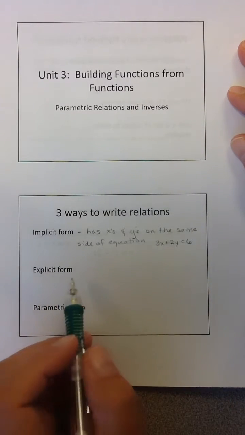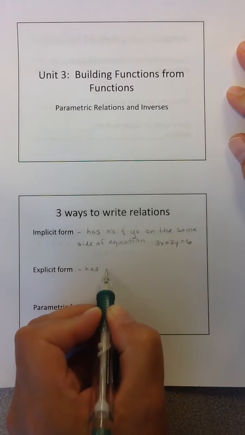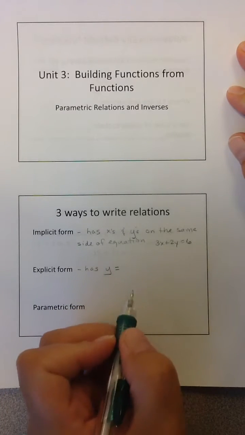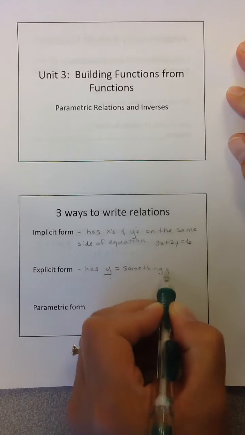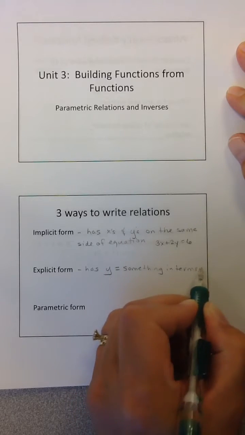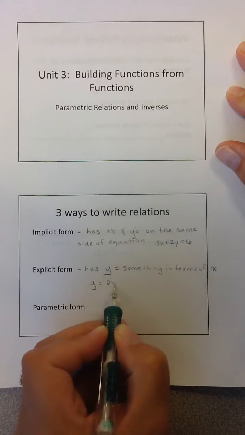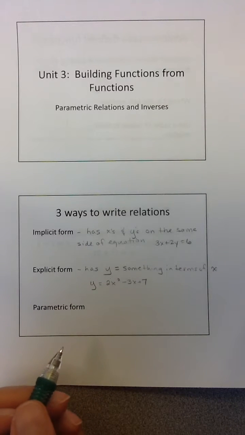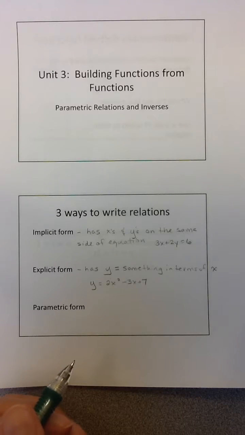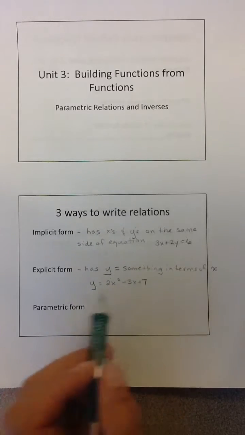Second form is explicit form. This is the one that you're most familiar with, and it has y written in terms of x. So it's in the form y equals something in terms of x. So things like y equals 2x squared minus 3x plus 7 would be an explicit form. We sometimes call that function form because then when we put that thing in the calculator, f of x equals, it's already in the form that we need it to be in. So this is probably the most comfortable form that we use.